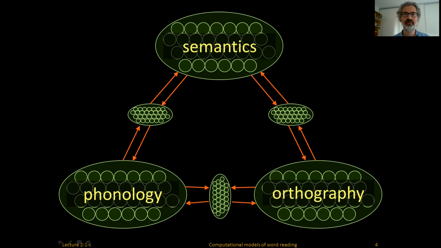So theorists working with these kinds of models present pairs of word forms, orthographic and phonological word forms, to the model, and allow the model to fine-tune its own connections to be able to reproduce these activations. So this is called training. And this is very unlike how a child learns to read. So this is a problem for this kind of model.